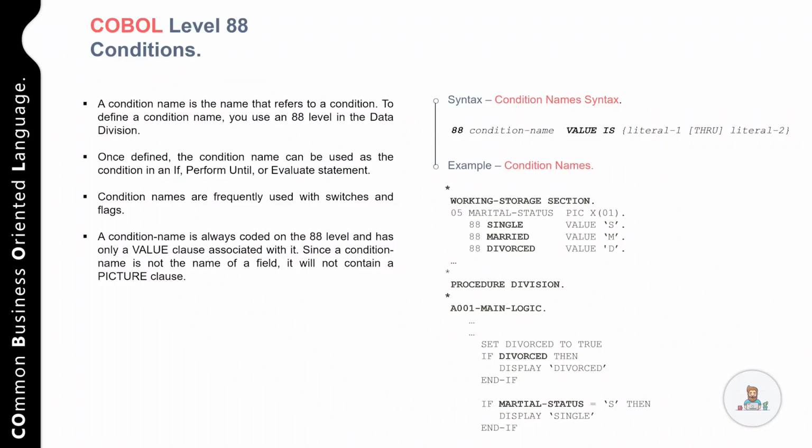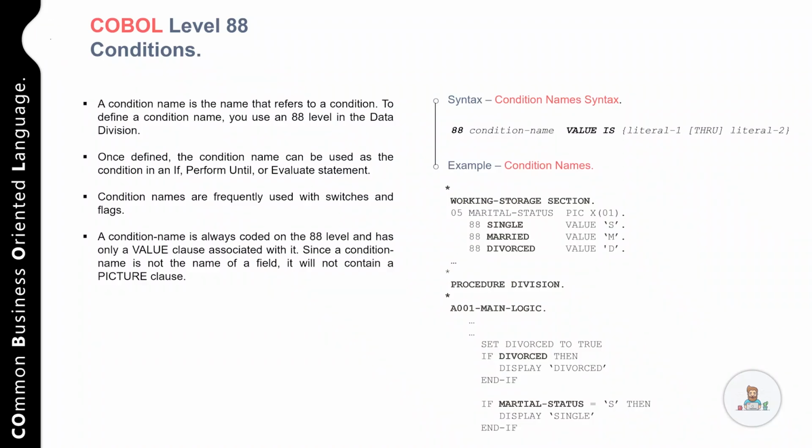Now let's talk about the syntax of level 88 conditions. The syntax is pretty simple: it begins with level number 88, followed by a condition name, and thereafter you have a value clause to specify the value. Now let's talk about our example.